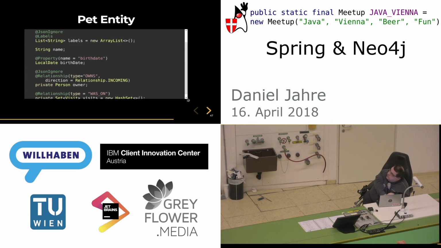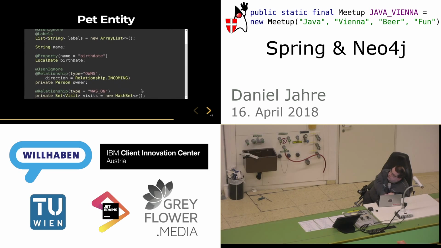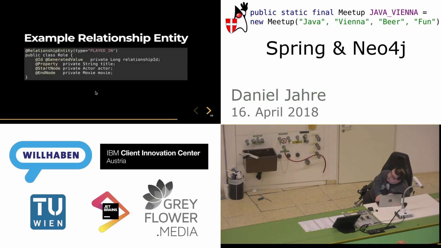And I have defined the was-on relation for the visits. This is an example from the Neo4J documentation, also the OGM documentation. They are using a movie database with a lot of movies and actors that played in those movies.